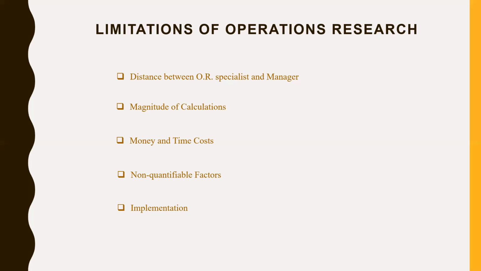So money and time cost means the data is subject to frequent changes, and it is very expensive to make those changes in the operation research model frequently. So in the present scenario, a fairly good solution may be more preferable than a perfect solution which is available in the future or after a while.